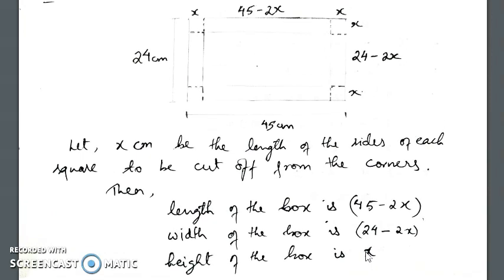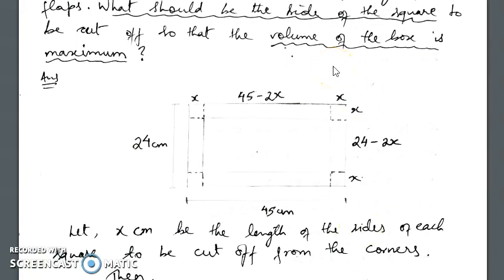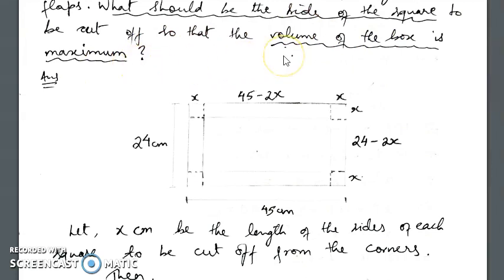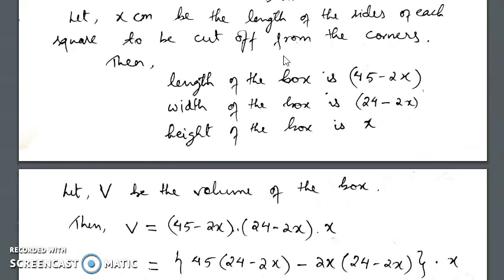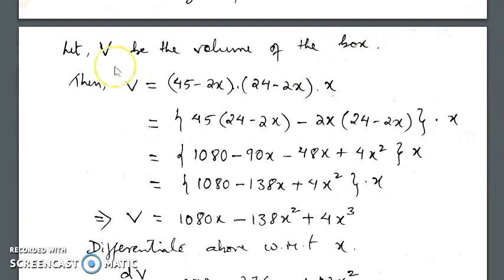So now we have to find the equation. We have to find the equation for the condition that the volume of the box is maximum. So our equation should be the equation of the volume. Let V be the volume of the box. Then what is the volume of the box? Volume of the box is very simple. Length into width into height, or length into breadth into height.